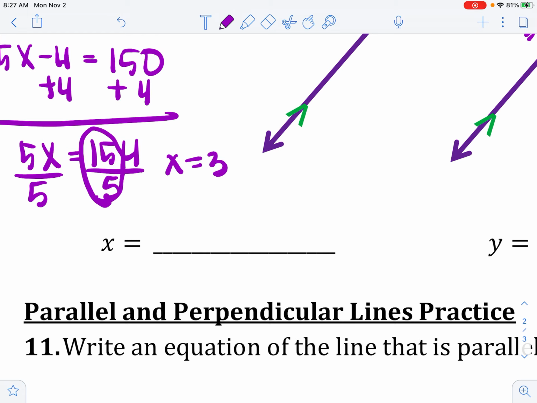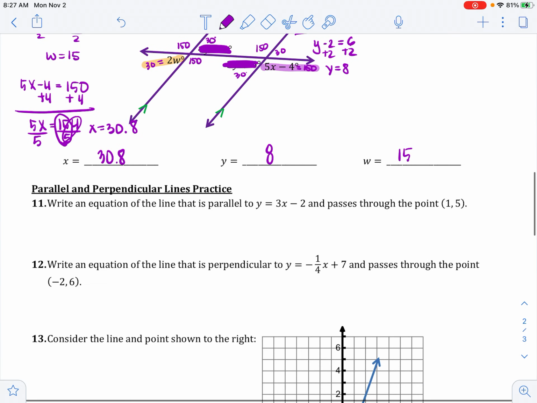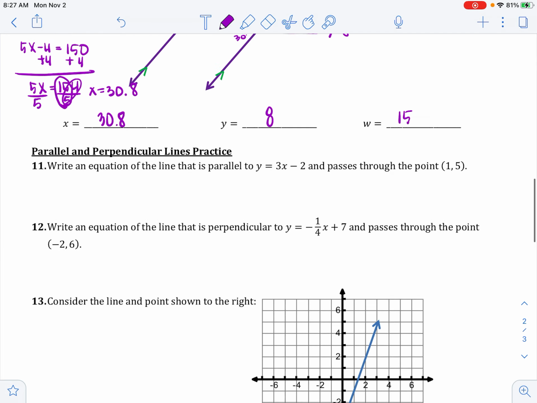So I'm going to do the mental math here. I do 15 divided by 5 is 3. 4 divided by 5, it doesn't go in there. It's 0 times, but then I still have 4/5 left. 4/5 is 0.8. So let me check my answer here. Yeah, I did it correctly, 30.8.